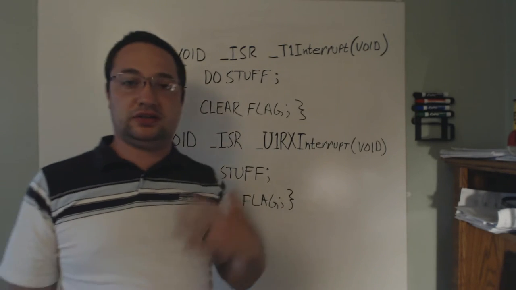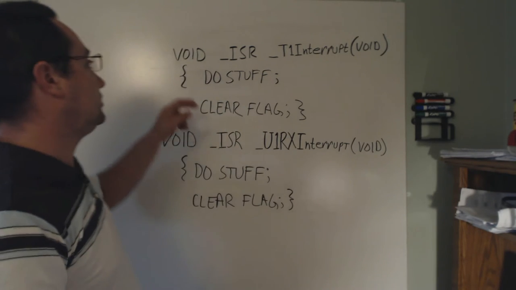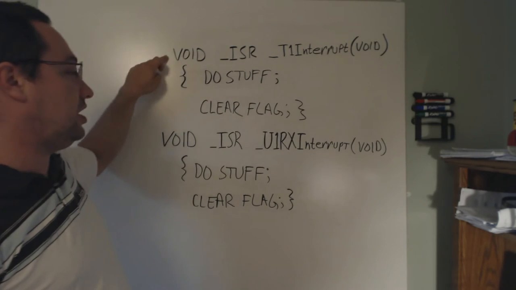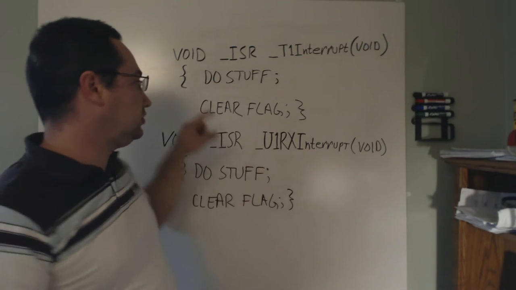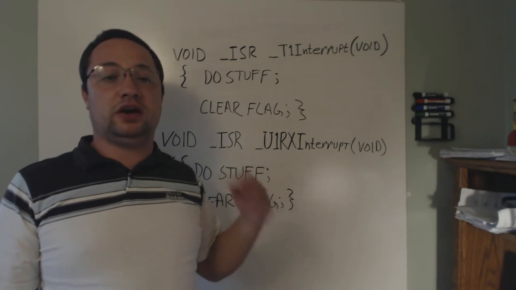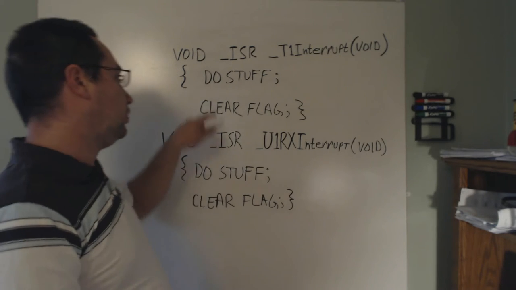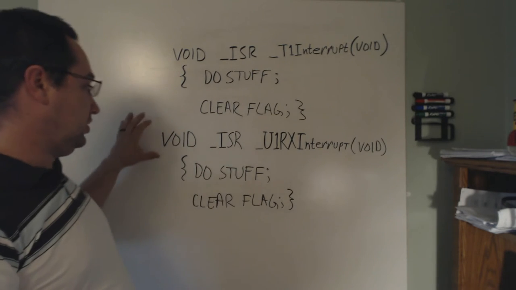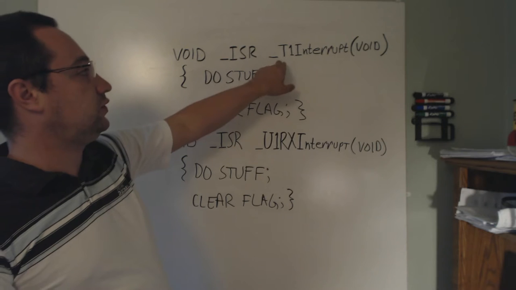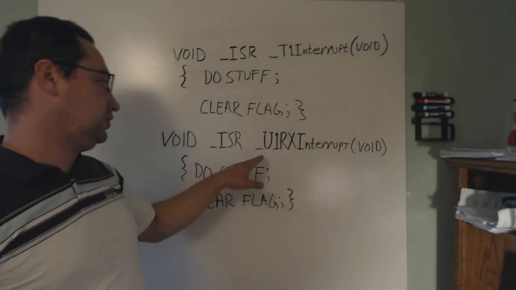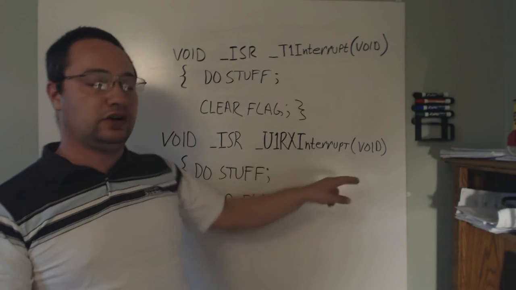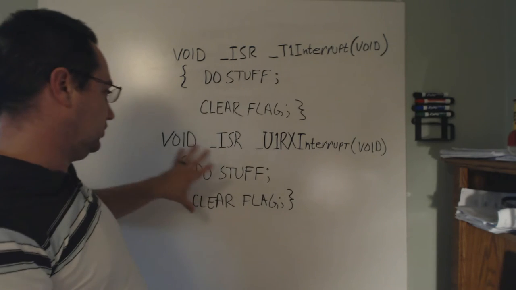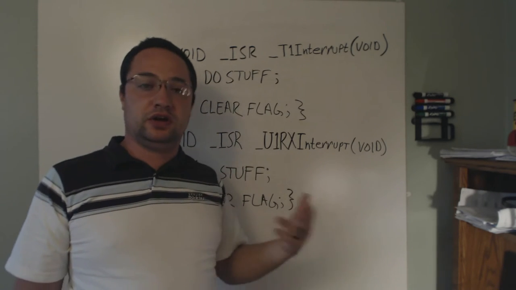The general idea is exactly the same as it was in the 8-bit PICs: you have a function, you can't pass anything into the function, and you can't pass anything out of the function, so void and void. Once you enter the function, you do some sort of stuff, and again, you want to keep this short and sweet. Once you're done, you clear the flag and exit the function. This one is for the timer 1 interrupt, and this one is for the UART 1 receive interrupt. This one will get called whenever the timer interrupt flag triggers, and this one will get called whenever the UART receives a message.